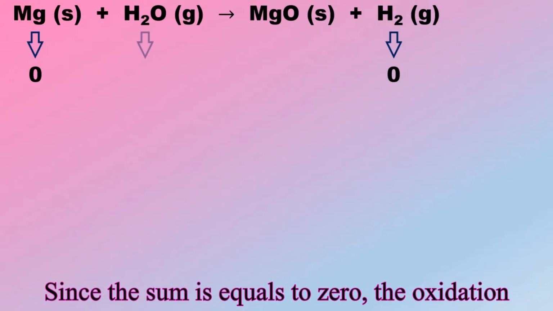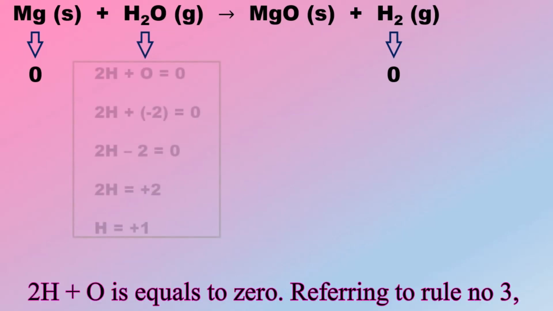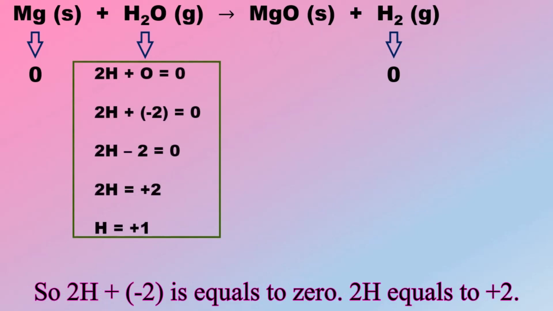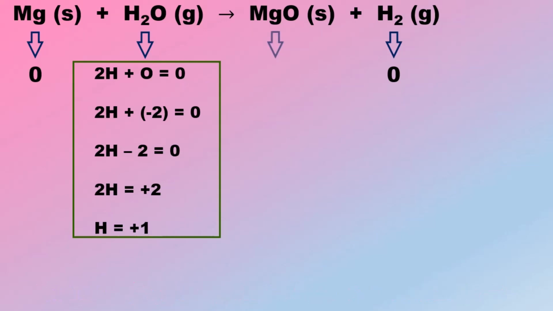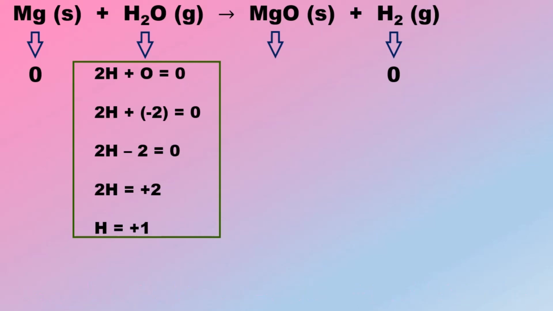Since the sum equals 0, the oxidation number can be calculated as 2H plus O equals 0. Referring to rule number 3, oxygen has a fixed oxidation number which is -2. So 2H plus -2 equals 0. 2H equals +2, H equals +1. Therefore, H has +1 oxidation state.